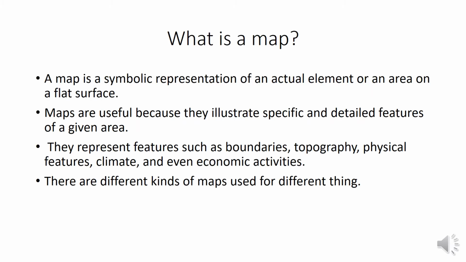Clickety click. What is a map? Okay. We have our standard definition here. A map is a symbolic representation of an actual element or an area on a flat surface. That's a big way of just saying it's a piece of paper that has mountains on it, that has houses on it, that these little shapes and images represent something, and that it's going to give us some detailed features and an illustration so that we can figure out where we are, what's being represented.